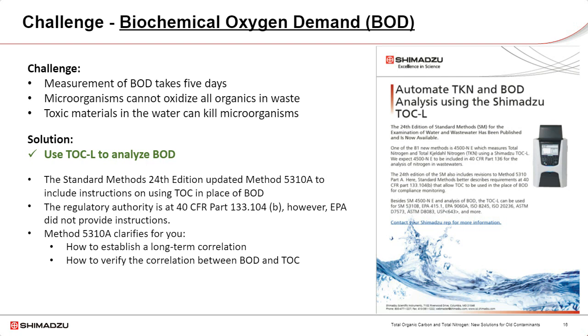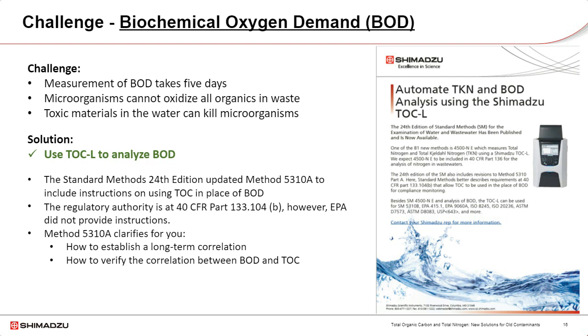Additionally, sometimes a microorganism cannot kill all the organics present in the sample. And in some extreme cases, toxic materials in the water can kill the microorganisms. So for this reason, many labs choose to run TOC. What you can do is measure TOC and BOD and then establish a relationship between the two analyses. Once you establish that relationship, labs can then run TOC, calculate the TOC number, and then multiply it by that relationship or the factor and calculate and report the BOD values.